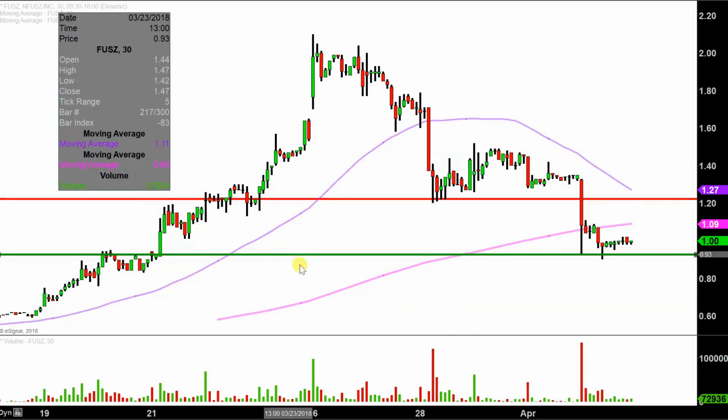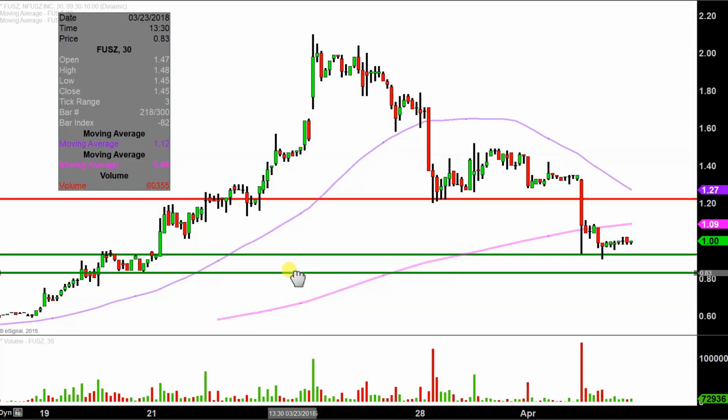The next level of support after that 93 cent area is down here where this former consolidation happened. Oh, that makes it easy, right around 10 cents lower at 83 cents. So near-term levels of support, again, 93 cents and 83 cents. As far as resistance levels, first level, that 200 period, and then after that, up there at $1.20. So quite a bit of volume in this one today. We'll see how tomorrow unfolds.